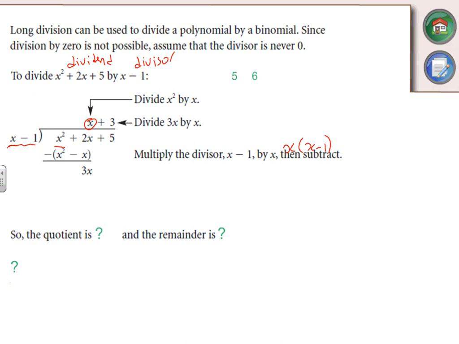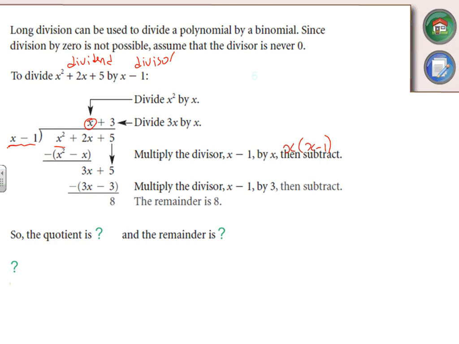Divide the 3x by the x and multiply and then subtract. So the quotient now, the quotient is the number up here, x plus the 3. The remainder is the 8. The dividend is the original polynomial that we started with, and the divisor is a number that we put outside to divide by.